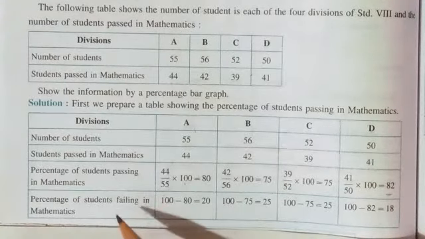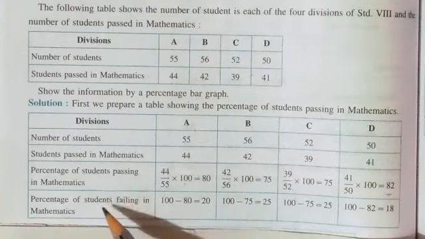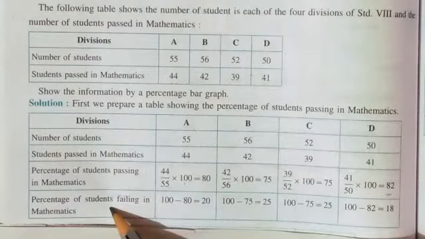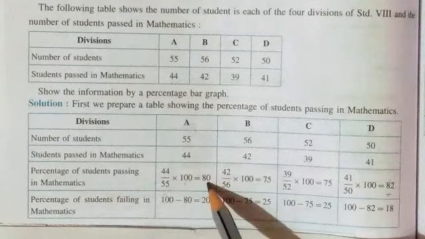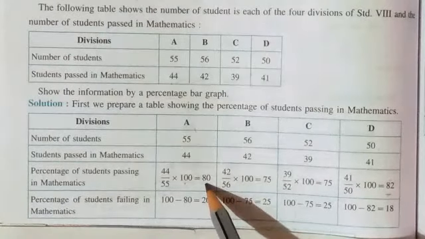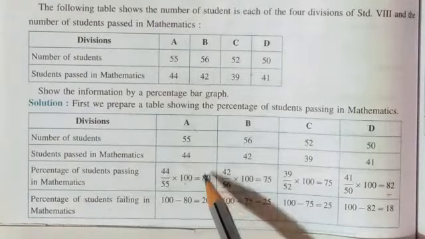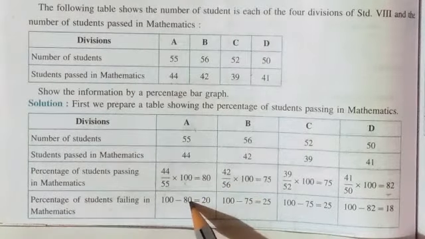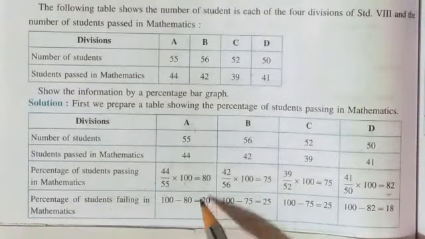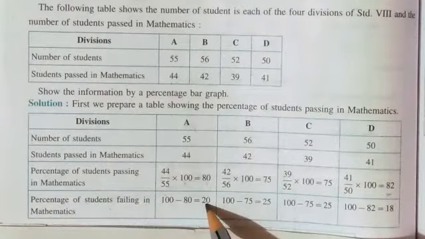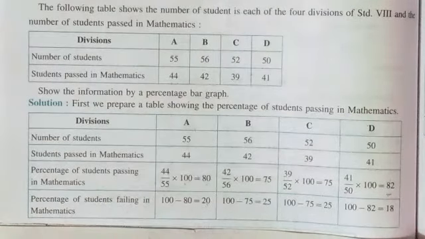Now in the last column we have to find how many students failed in mathematics. As we know the percentage of passed students, from 100 we have to subtract the percentage of passed students. So 100 minus 80, the answer is 20. So 20% students failed in mathematics.